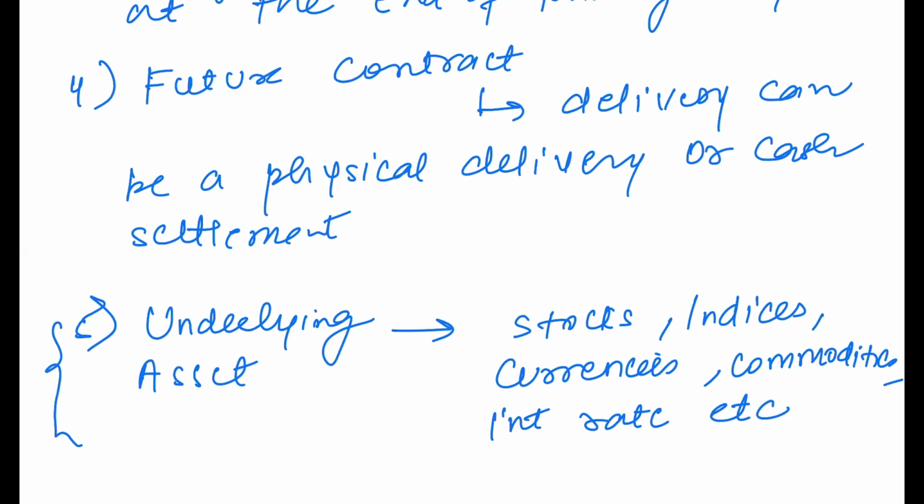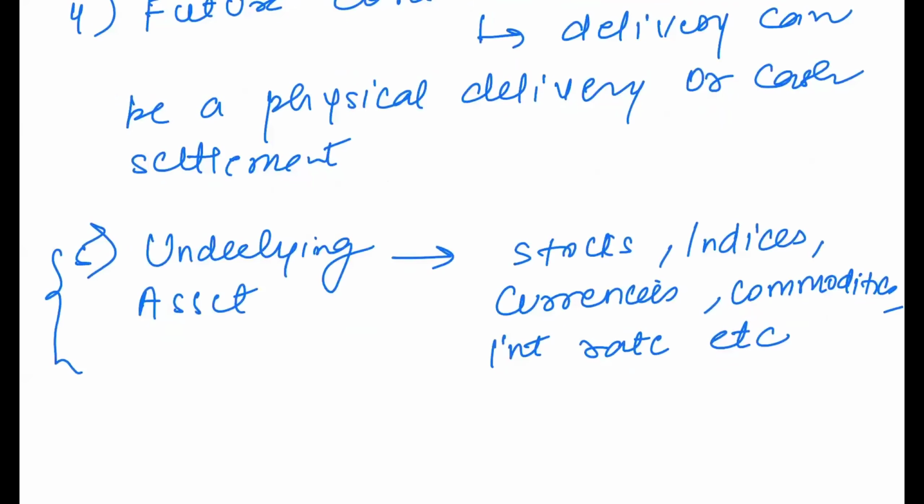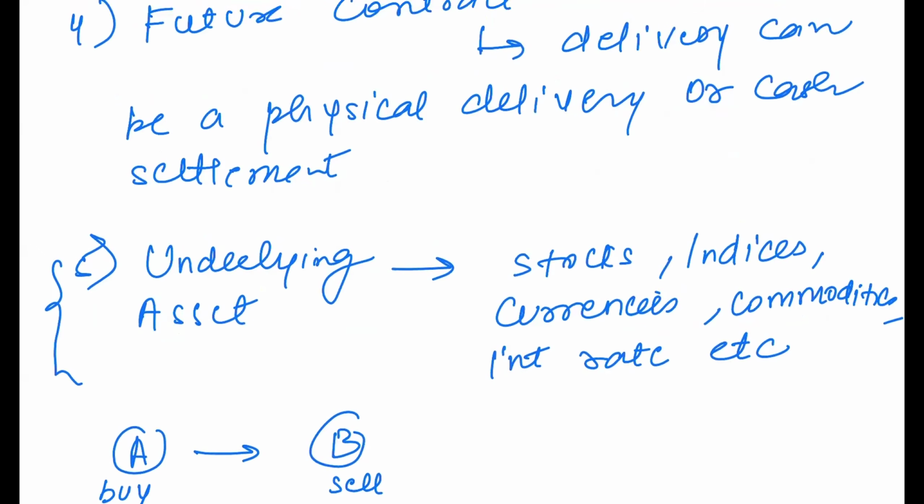Now, sometimes the delivery of the contract works like this: let's say party A is buying and party B is selling. It can either be a cash settlement. Party A, because it has to buy, has to give the money to party B, right? So in this case, it is a cash settlement.